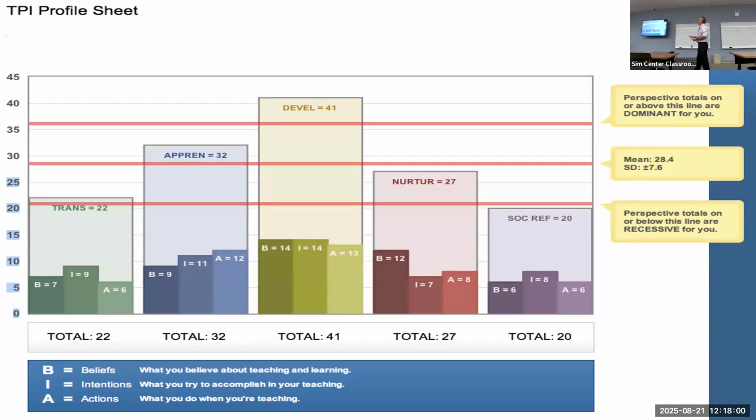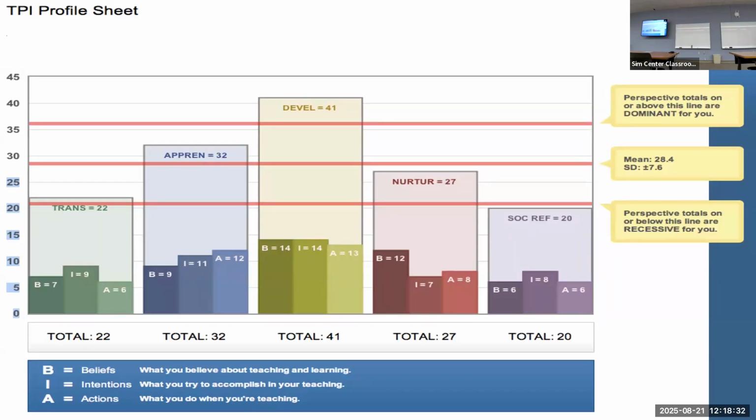If you have a box that is at or above the top line, that is your dominant perspective. It is possible to have 2 dominant perspectives. If all your boxes are the same height, chances are you weren't thinking about one particular thing when you filled it out. So you might want to go back and try it again. But most people have 1 or 2 dominants, and 1 or 2 subdominants.